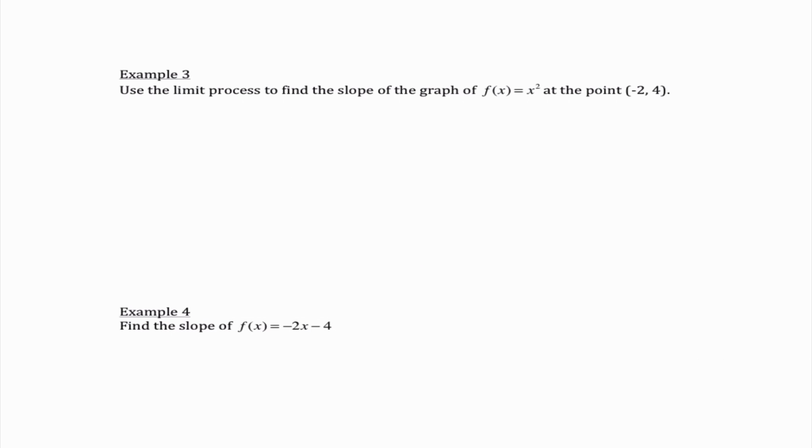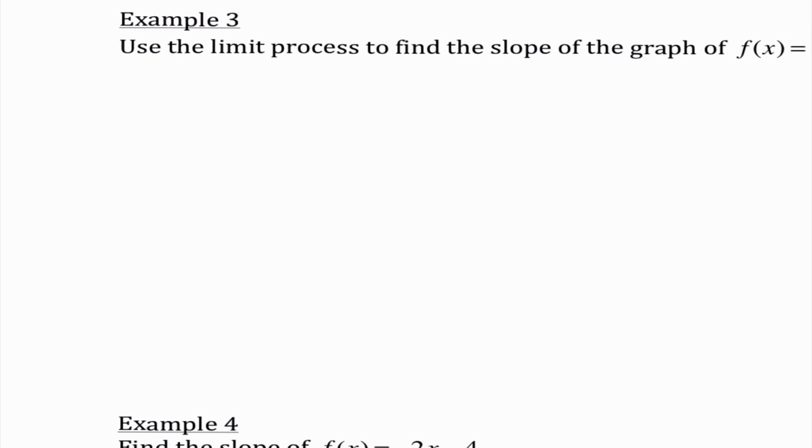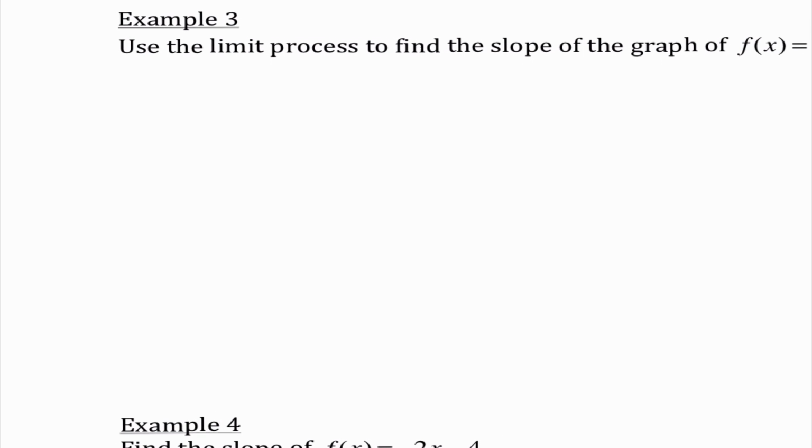Okay, so number 3 here says, use the limit process to find the slope of the graph of f of x equals x squared at the point -2, 4. And I just want to start here, not by drawing a random line, but I want to just quickly kind of sketch what this should look like. Okay, so I know that this is kind of like what my parabola would look like. A little rough there by me, but that's okay.